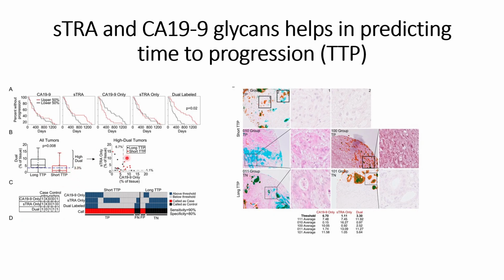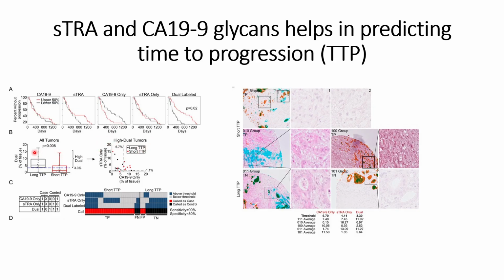And they validated this using the volcano plot also, where the long time to progress and short time to progress volcano plots show that within a particular region, CA19-9 is more expressed, whereas sTRAs are... let me re-explain this figure. Within a particular threshold level, short time to progress cases are more expressed in CA19-9, and long time to progress cases are more expressed in sTRAs only. However, these things are common for these high dual tumors.